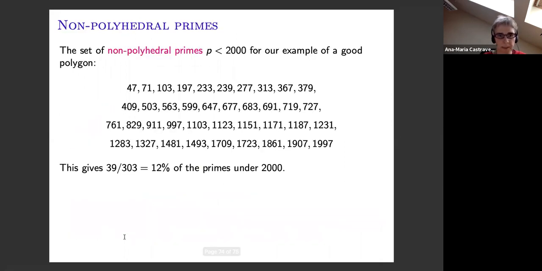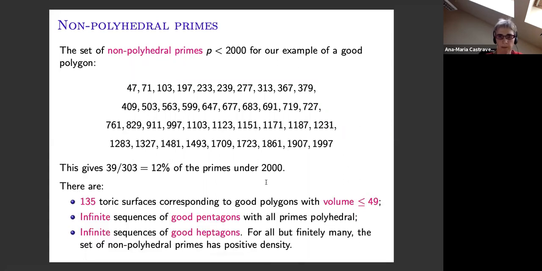And so for our example of a good polygon, these are the primes under 2000 for which this is true. I should say that a lot of the calculations are Magma calculations. And then there are some other facts: you can classify the good polygons with volume up to 49. There are 100 of them, and they correspond to 135 toric surfaces.